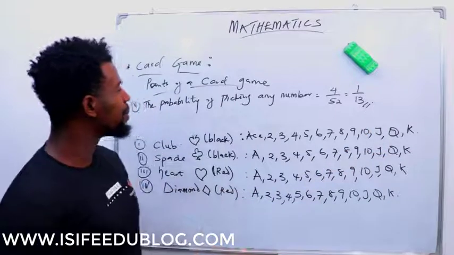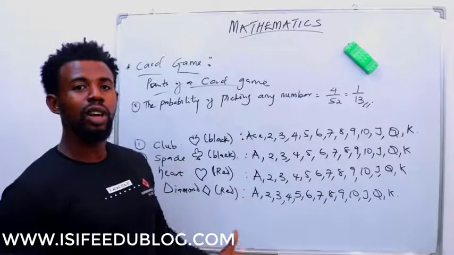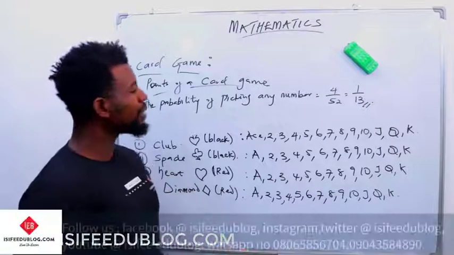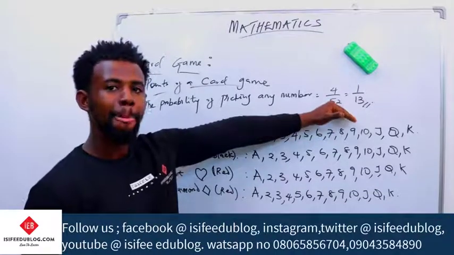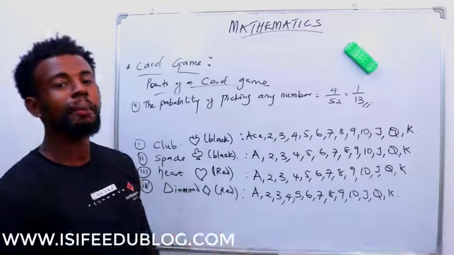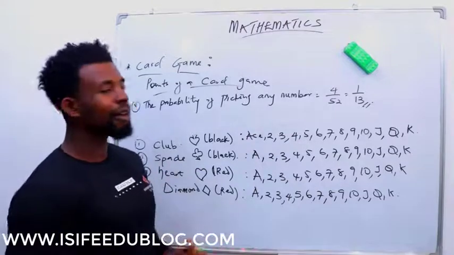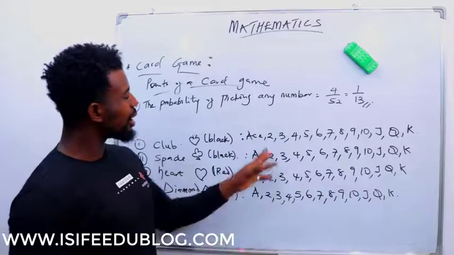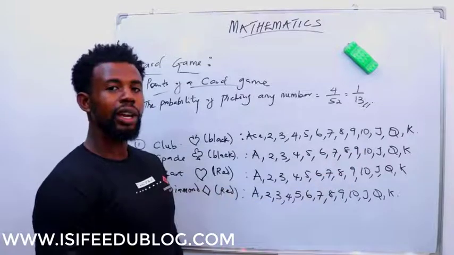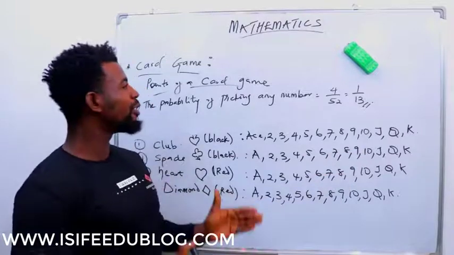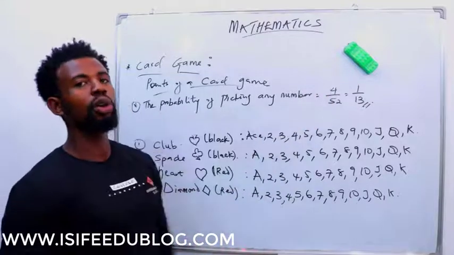Remember what I said about probability. The formula for probability is the number of that event all over the total number of what? Possible outcomes. So for a pack of cards, the total number of possible outcomes is 52. And when it has to do with a number, every number in a pack of cards appears 4 times. So it means that in a pack of cards, you have 4 aces, 4 twos, 4 threes, 4 fours, 4 fives, up to 4 Ks. So the probability of picking any number from a pack of cards is always 4 all over 52.